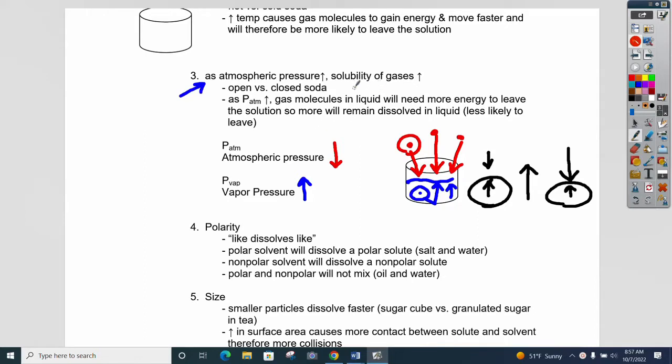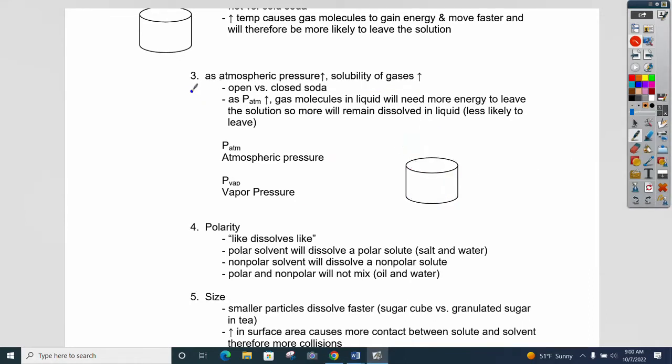If you want to keep more gas dissolved in a liquid, all you have to do is increase this downward force. All you have to do is increase your atmospheric pressure. A perfect example of this is a bottle of soda. I want you to imagine that you have a brand new bottle of soda just sitting in front of you. First of all, imagine feeling it. The bottle would feel tight. It's hard to push on it.